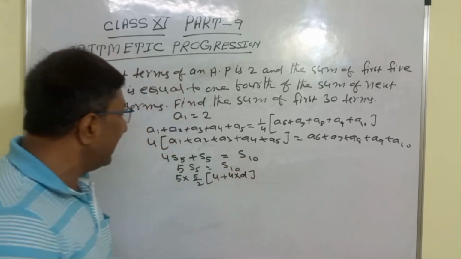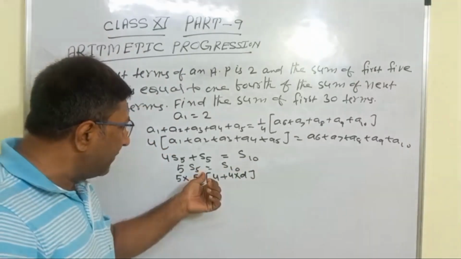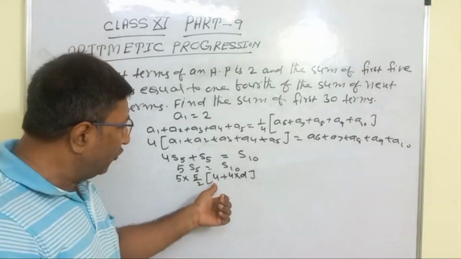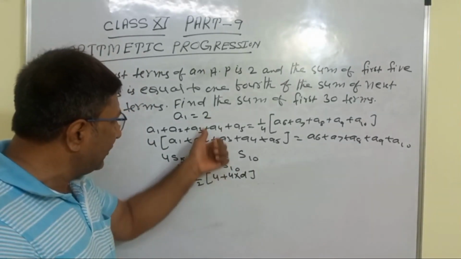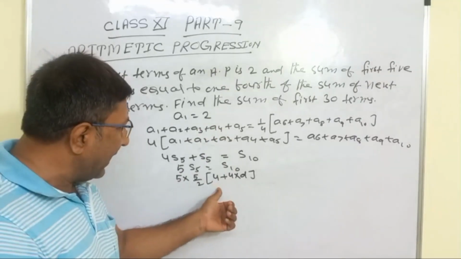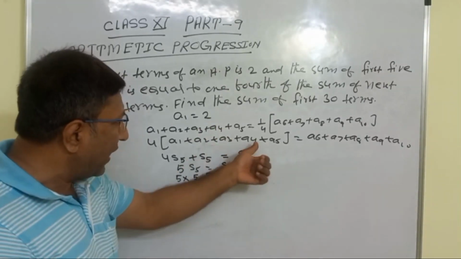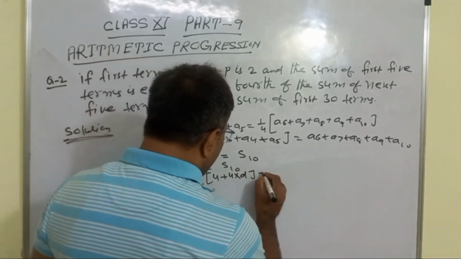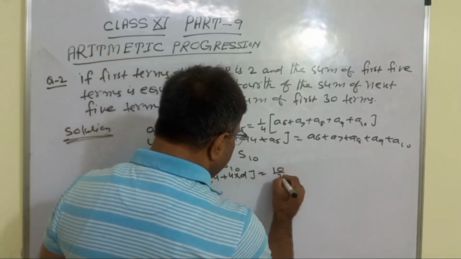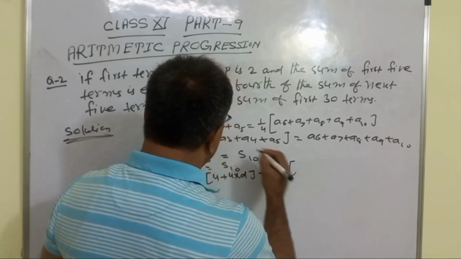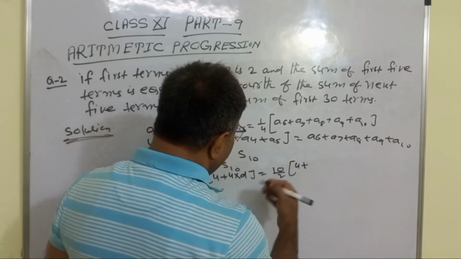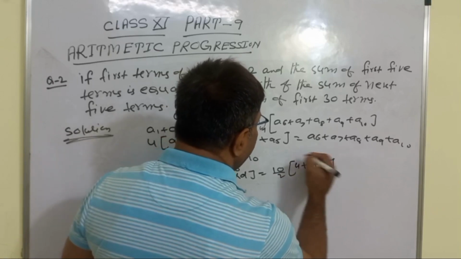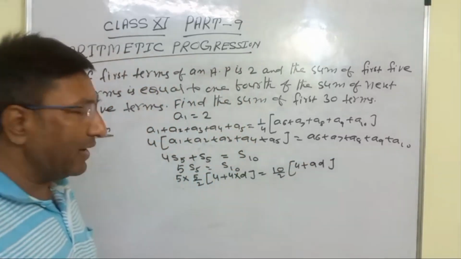So again listen. S5 means the sum of 5 terms, so 5 by 2, n by 2, into 2a. So 2 into a is 2, 2 twos are 4, plus n minus 1. So n is 5, so that is 5 minus 1, 4 into d. And this equal to S10. So n by 2, 10 by 2, into 2a, so 2 into 2, 4, plus n minus 1, so 10 minus 1, 9, into d. So n by 2, 2a plus n minus 1, 9d.